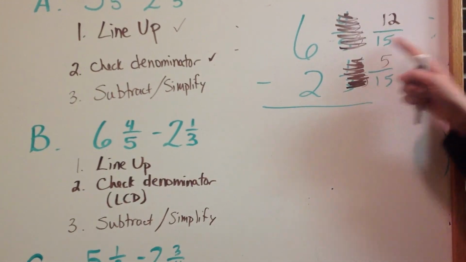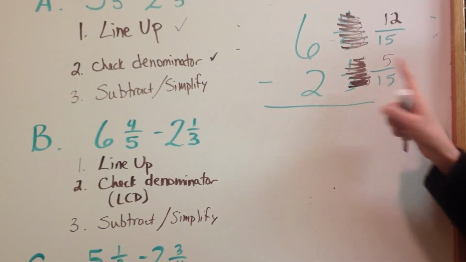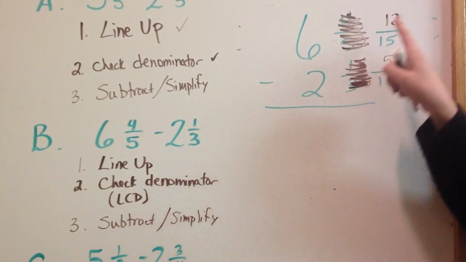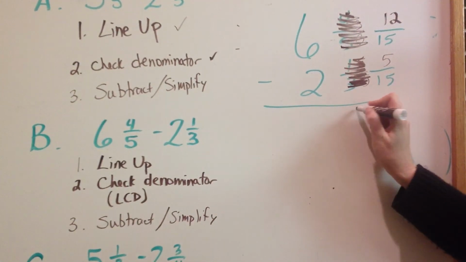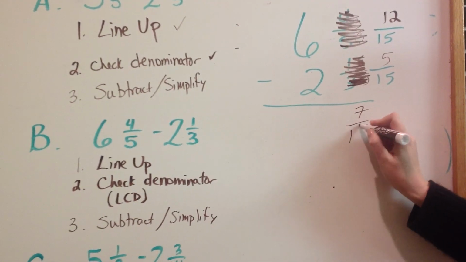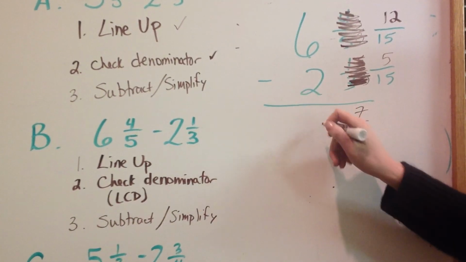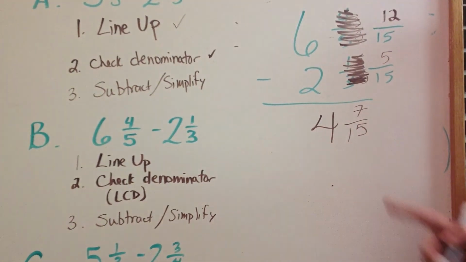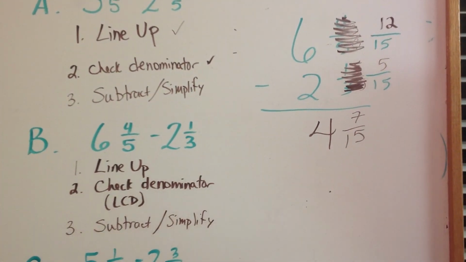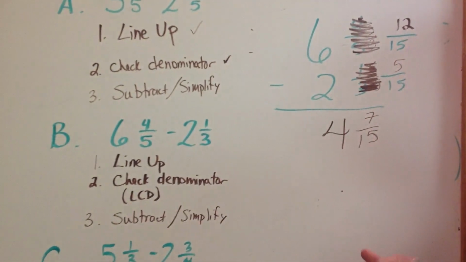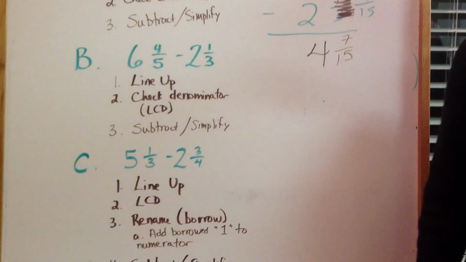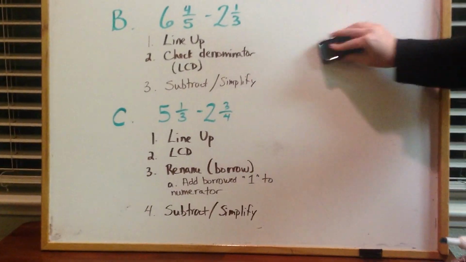Now I have 12 15ths take away 5 15ths. I have lined them up, and I have checked their denominator, and now I can proceed. 12 minus 5 is 7. I rewrite my denominator. 6 minus 2 is 4. I'm going to see if I can simplify. I can't. There's no number that goes into 7 and 15, so we're done. These are our basic ones. The ones that we're going to really focus on today are the ones with renaming or borrowing.